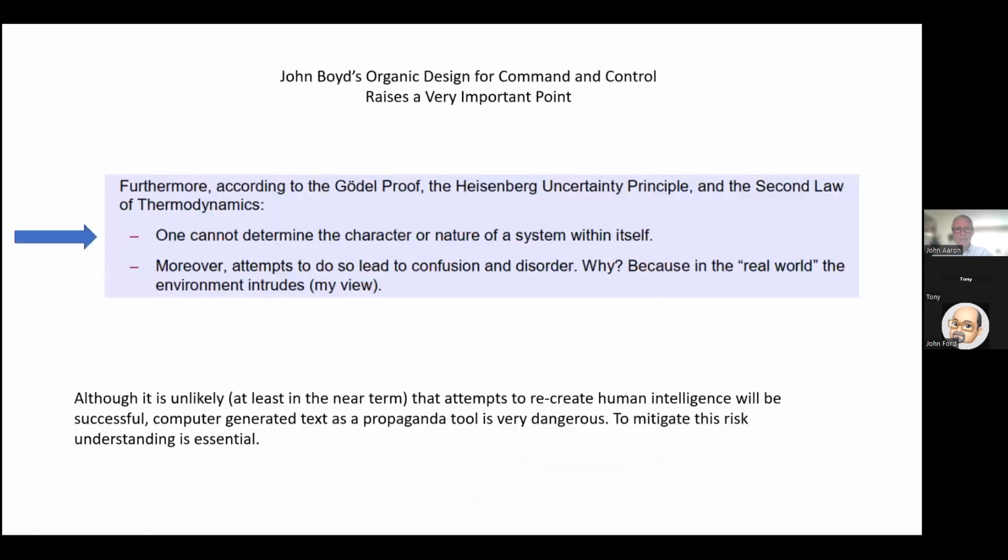So the idea here is that I view it as unlikely that in the near term attempts to recreate human intelligence will be successful, but computer-generated text as a propaganda tool is very dangerous. And for the reasons I talked about, taking these centralized documents and proliferating them on the internet, what happens through repetition is that people tend to absorb this.